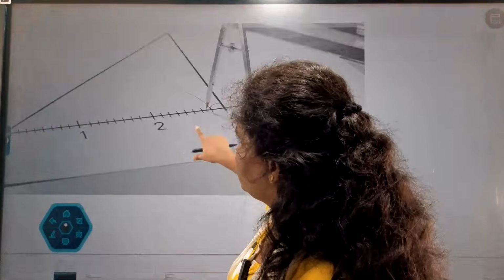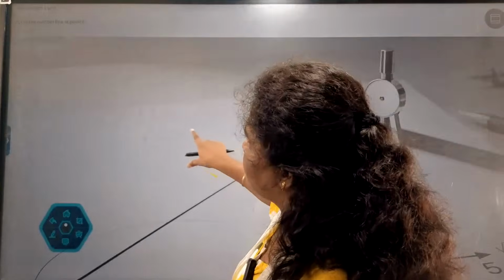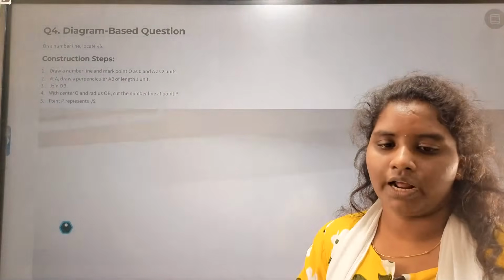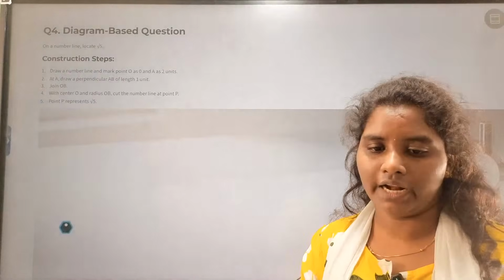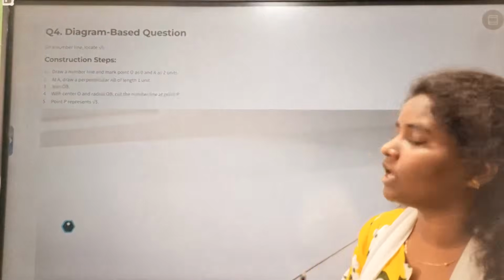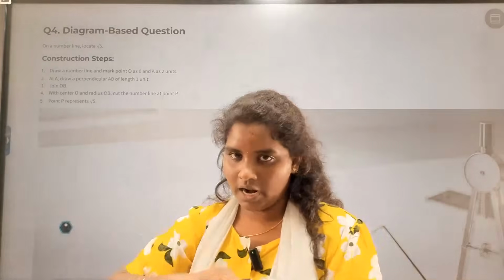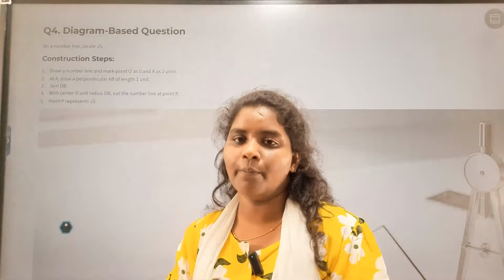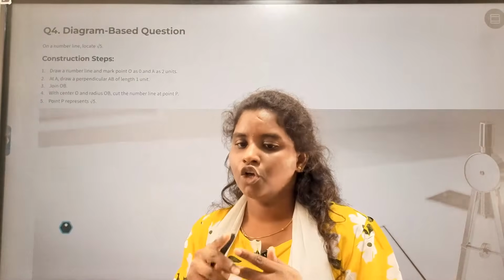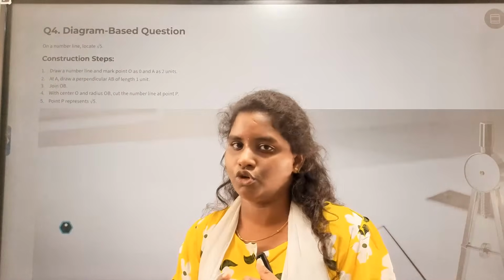Next. It's under rational numbers, so it's rational and irrational. Root 5 is irrational, right? So we have to plot root 5 on the number line. So it's under diagram based questions.